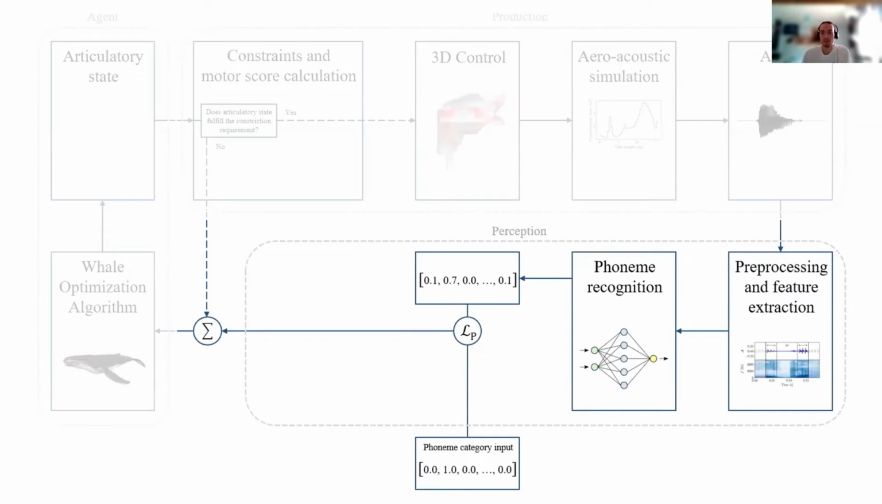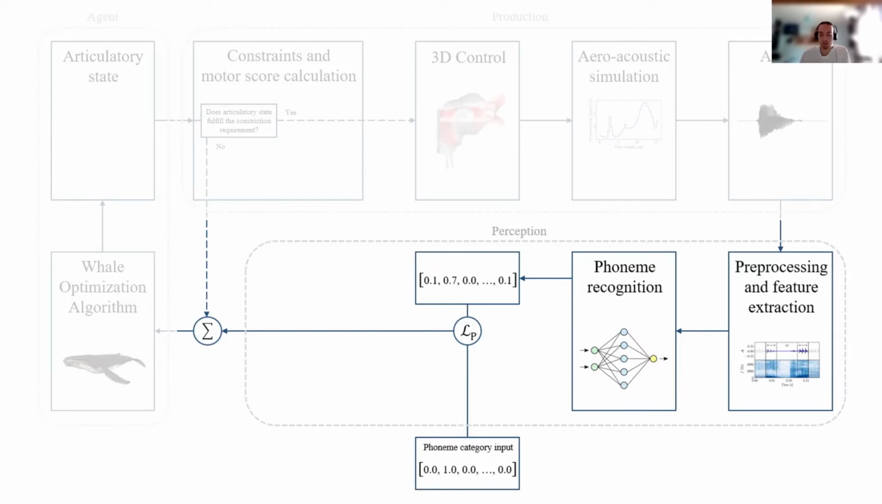Then this audio signal is passed to the phoneme recognition model, which gives us a probability output, which is compared against a preset class that we want to optimize for. We calculate the categorical cross entropy from those two vectors. And that's basically the loop of the baseline.